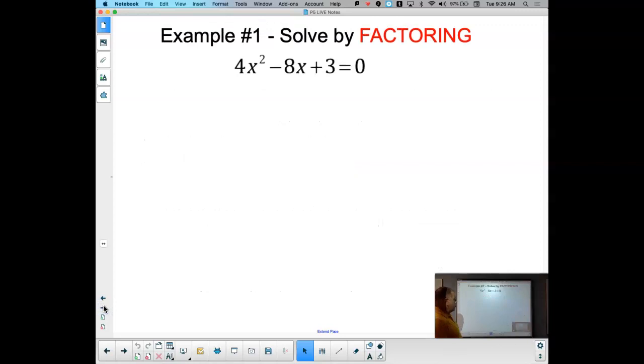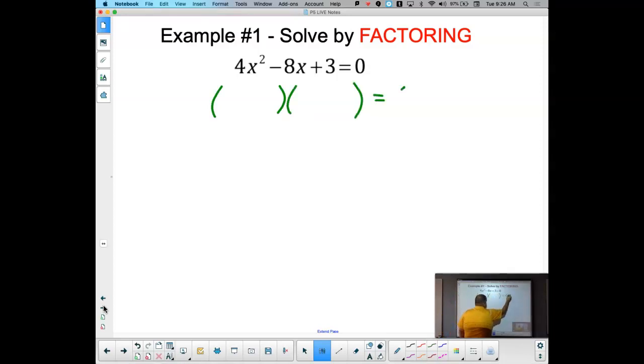So, example number 1, we want to solve by factoring. So, for lack of a better term, what we're going to do is we're going to do parentheses. You might hear us refer to them as the butt cheek method, because the parentheses look like a pair of butt cheeks. Okay? So we're looking for these two numbers here to multiply together to be 4x squared. And then these two numbers here are going to multiply together to be 3.